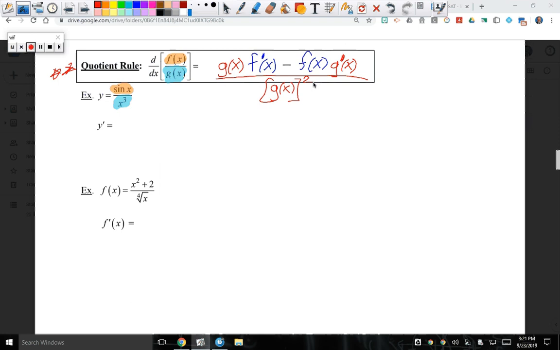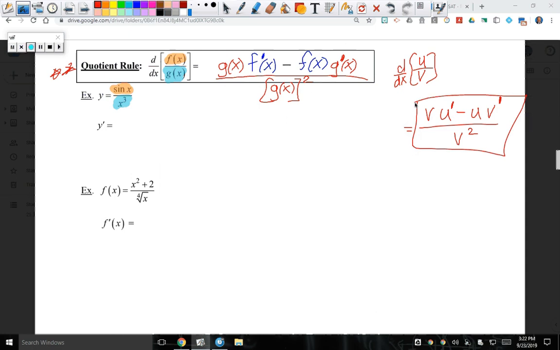So some people do it like this too. Let's say I had u and v, and I wanted to find the derivative. Okay? It would be something that looks like this: the bottom times the derivative of the top minus the top times the derivative of the bottom, all over the bottom squared. A lot less to look at.